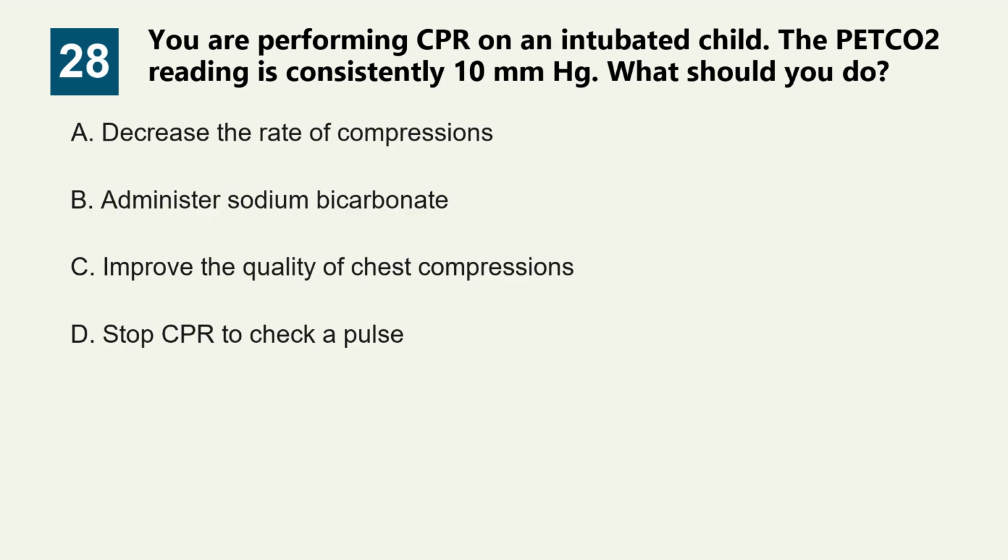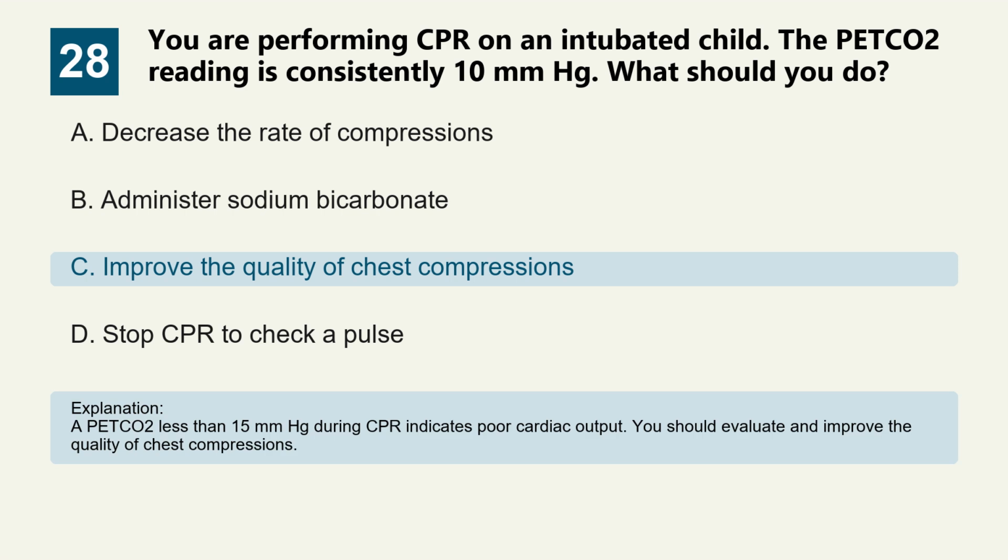Question 28. You are performing CPR on an intubated child. The PETCO2 reading is consistently 10 mm Hg. What should you do? Option A. Decrease the rate of compressions. Option B. Administer sodium bicarbonate. Option C. Improve the quality of chest compressions. Option D. Stop CPR to check a pulse. The correct answer is option C. Improve the quality of chest compressions. A PETCO2 less than 15 mm Hg during CPR indicates poor cardiac output. You should evaluate and improve the quality of chest compressions.